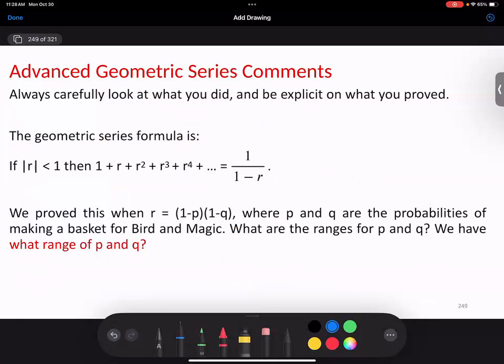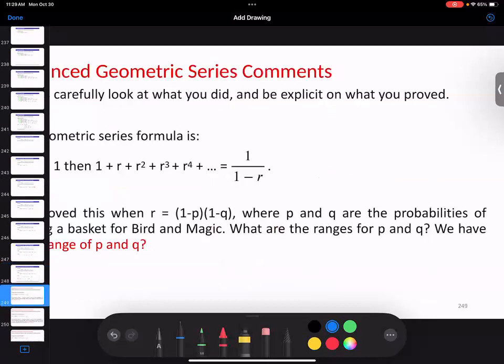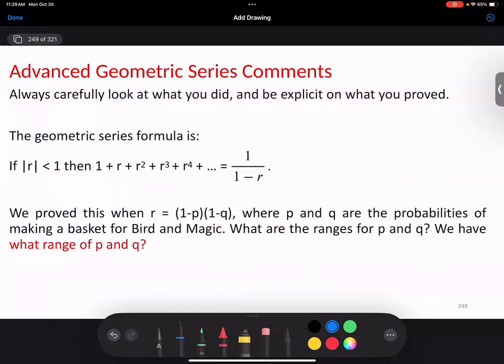Okay, so let's look at what we did. Initially, I gave you the geometric series formula when the absolute value of R is less than 1. Did we prove that here? Why not? I saw at least one head shaking. Yes, they're probabilities. Because they're probabilities, what can you tell me about the range of 1 minus P times 1 minus Q? 0 to 1, right? So I claim that with a little bit of work, you can actually adjust this proof to get the result if R is negative, if R is between -1 and 1.